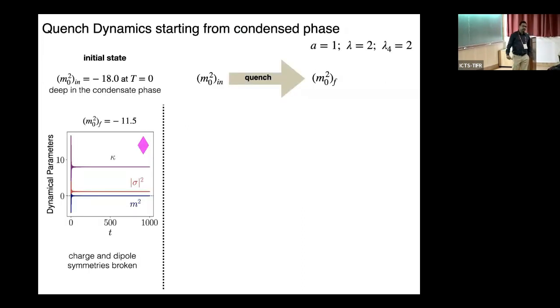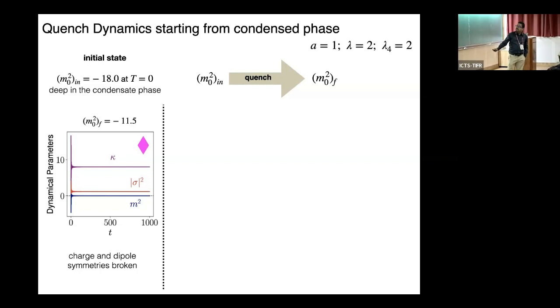Now, here are the results. Okay, so what are we doing? We are starting from m0 square initial at -18. We are deep in the condensed phase. We are starting from the ground state of the system. And then we are suddenly quenching the m0 square initial to the m0 square final. So when we quench it to a final value of, let's say, -11.5, you see that everything goes to a steady state. This is the dynamics after the quench.